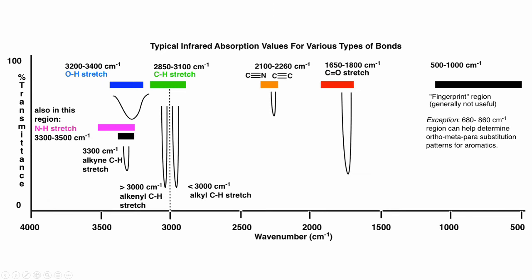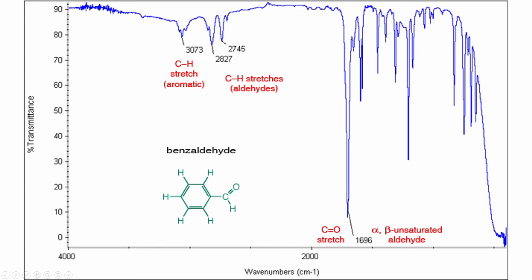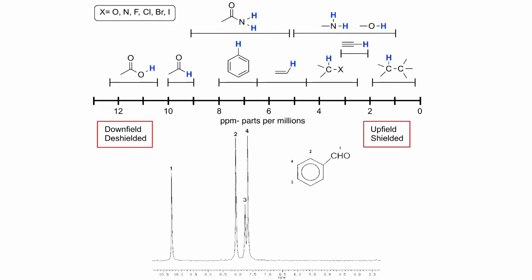And these correlate to that 2850 to 3100 range, as you can see. Using these two key features, we can safely determine that what we're working with is benzaldehyde. However, it's always good to perform more tests. Along with the IR spectrum, we also run an NMR. So this is the NMR spectrum we should be getting.